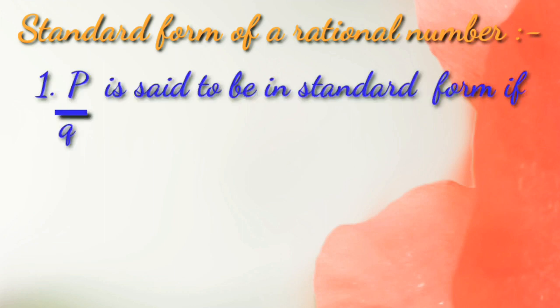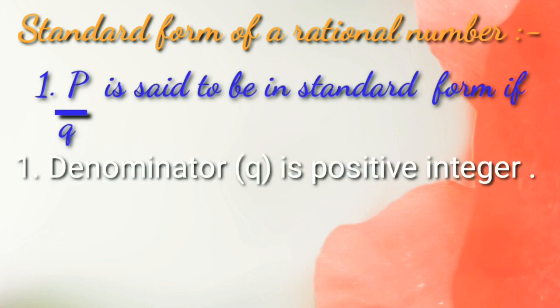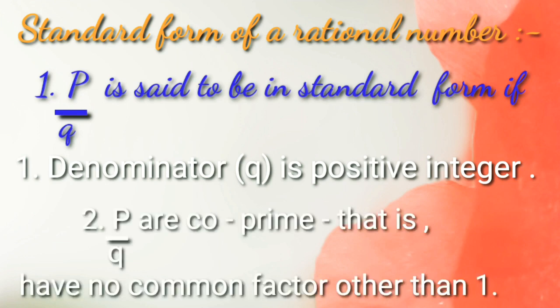So next is the standard form of a rational number. How can we represent a number in the standard form? For that, the necessary condition is that p upon q is said to be in the standard form if the denominator q is a positive integer. Second condition, p and q are co-prime, that is, have no common factor other than 1. What does co-prime mean? They will have only 1 as the common factor.